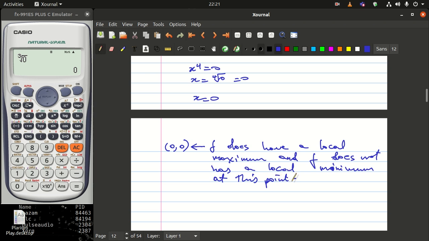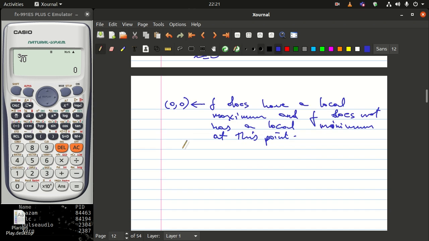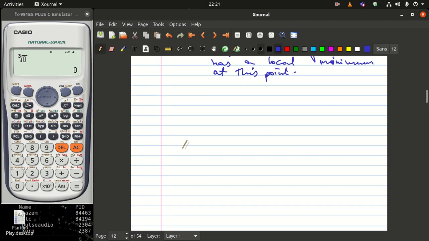So for this particular case, you can actually see that what is happening is there is a change of concavity, but there is no change from increasing to decreasing. So at that particular point, you can see that it's neither a max nor a min.